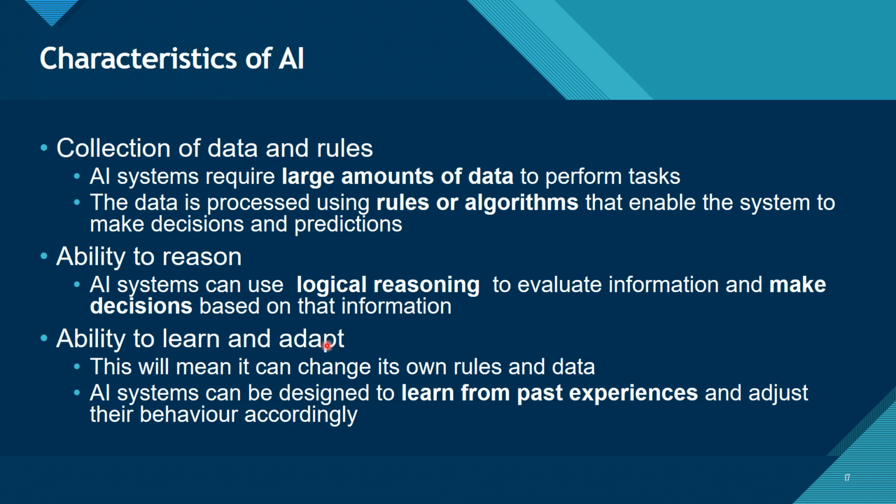Ability to learn and adapt. This means it can change its own rules and data. An AI system can be designed to learn from past experiences and adjust its behavior accordingly. So it means AI will not only learn about its surroundings, it is also going to learn and adapt to changes over time, based on its past experiences as well. So it's a very alarming situation for humans.